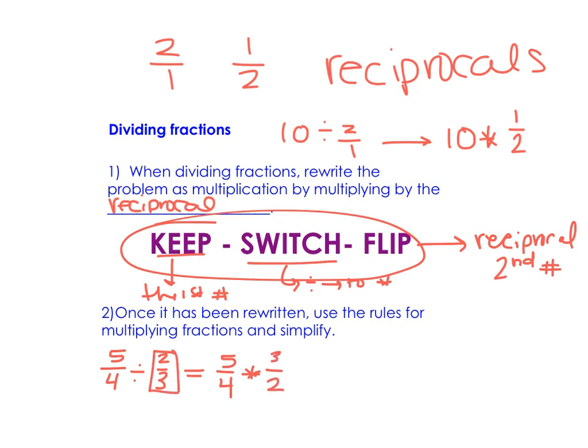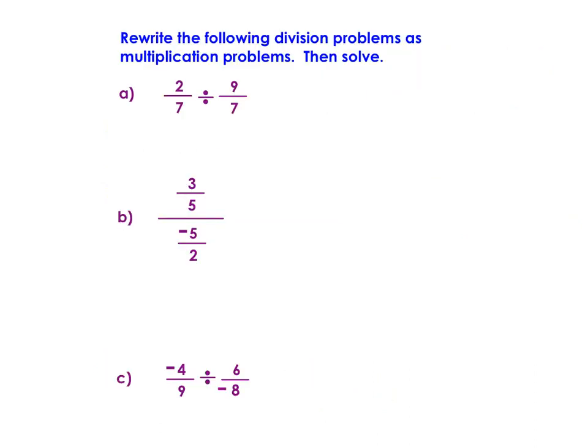So by using keep, switch, flip, we've rewritten from division into multiplication, and now we know our rules of multiplication so well. We know we multiply our numerators, so 5 times 3 is 15. We multiply our denominators, 4 times 2 is 8, and then from there we simplify if we can, and if we can't, that's just our answer. So where we used keep, change to rewrite subtraction to addition, we use keep, switch, flip to rewrite division into multiplication. So here we're going to use our knowledge of keep, switch, flip to rewrite each division problem into multiplication, and then from there we'll be able to solve it by using our rules of multiplication.